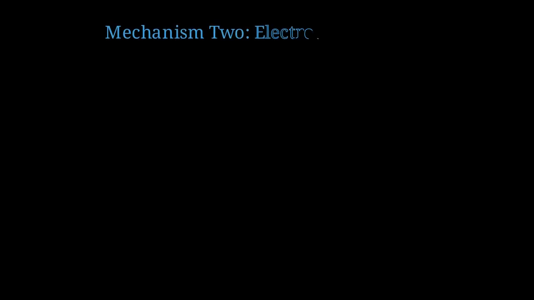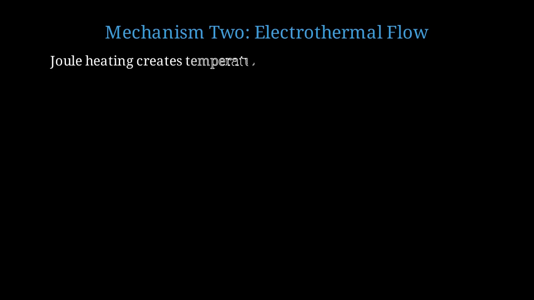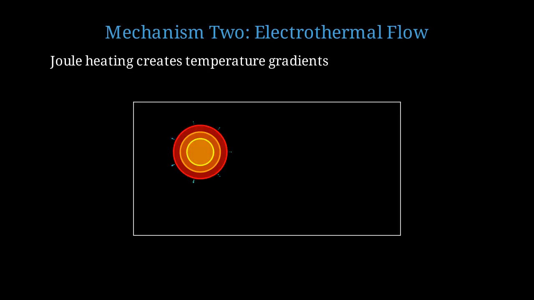The second mechanism is electrothermal flow. This arises from temperature gradients in the fluid. When current flows through the electrolyte, Joule heating occurs. The fluid heats up, especially near regions of high current density. This creates temperature gradients. Here is a hot spot in the fluid. Temperature is highest at the center. Temperature gradients cause gradients in permittivity and conductivity. The electric field then acts on these gradients, creating body forces that drive flow.